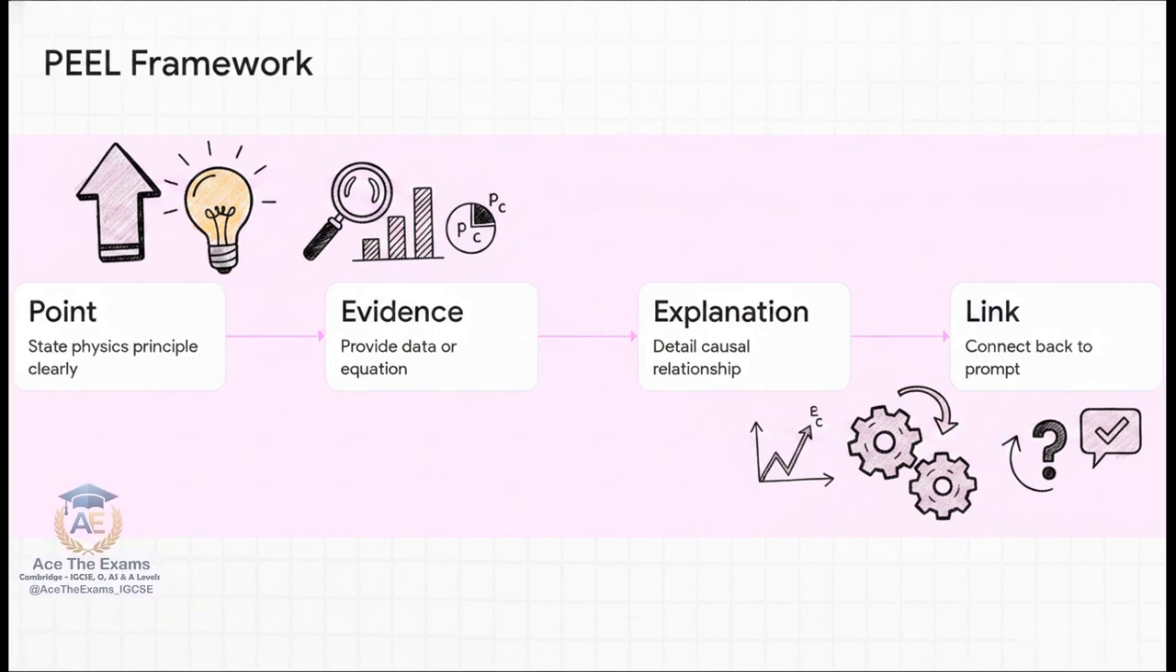Top students use a very specific underlying structure to construct their physics answers logically, especially for those tricky descriptive or qualitative questions. It's called the PEEL framework. Step 1. Point. Clearly state your primary physics principle. Step 2. Evidence. Provide the hard data from the question or state the specific equation, like P equals E over c. Step 3. Explanation. Detail the causal relationship. For instance, as energy increases, what exactly happens to momentum? Step 4. Link. Connect your thorough explanation directly back to the specific command word used in the prompt.